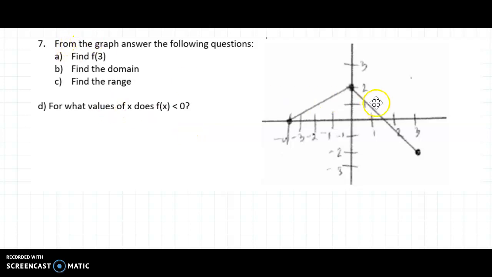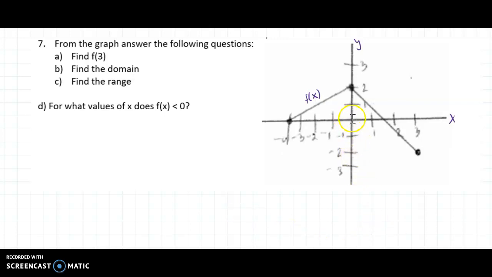All right, question number 7 here. They give us this graph, this function, and they ask me a handful of questions about it. So remember, this is the x-axis, this is the y-axis, and then this is f of x. So we want to find f of 3.